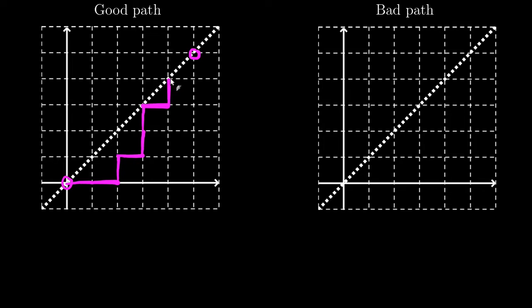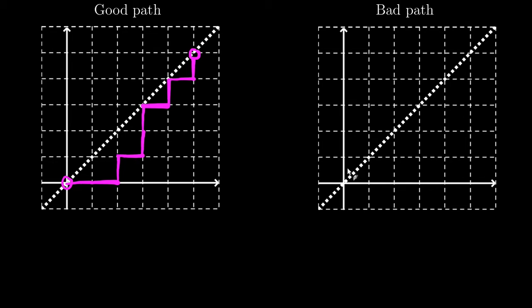At this point, I only have one choice. I cannot go up because I passed the line. I can't go up here. I have to go right. Same thing here. I have to go right. And I now have to go up, because if I go right, I can't make a step left and get back. So that's one example of a good path.